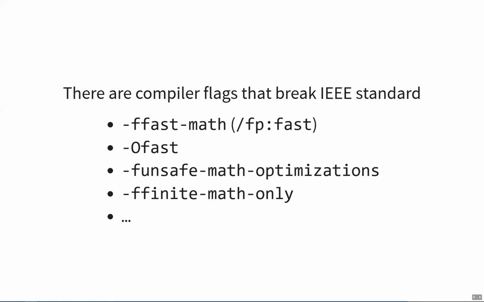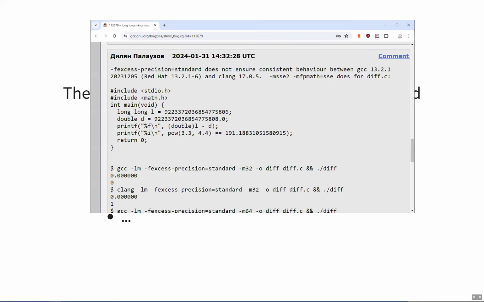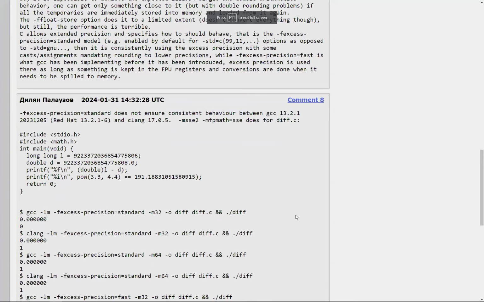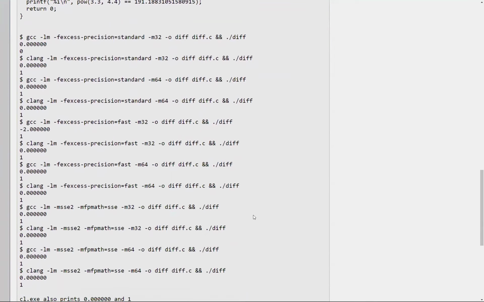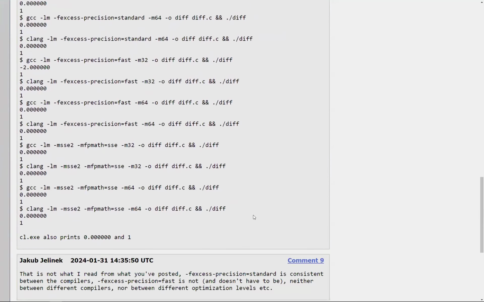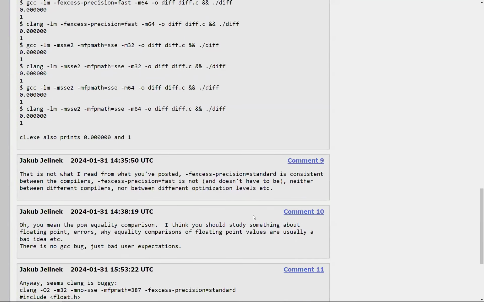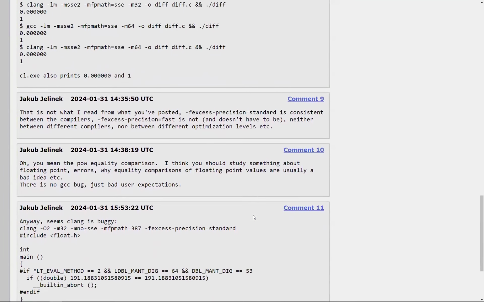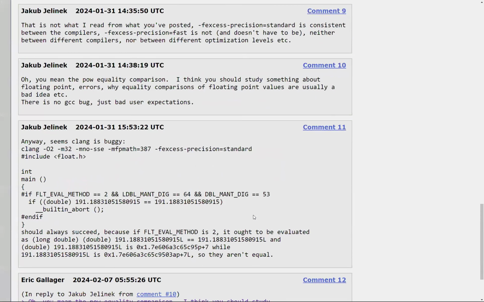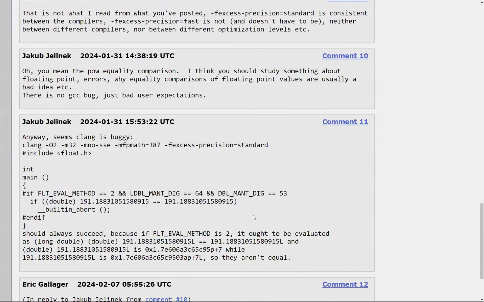Can you go back to that? Yeah, give me a second. If you scroll down to comment 11. Now here, because Clang and the GNU compiler can behave differently, I have written that there is a problem with the GNU compiler. And comment 11 contains this code, and this code proves that the problem is with Clang. What does this mean?